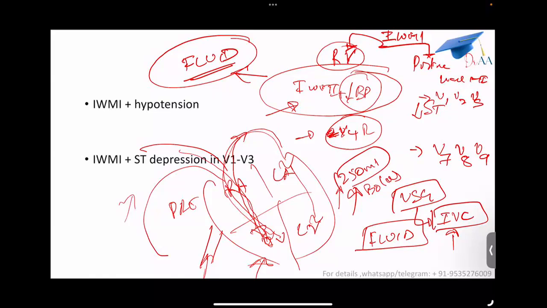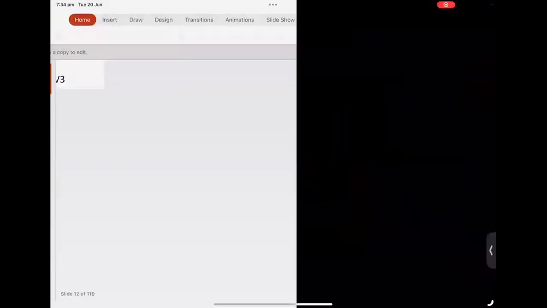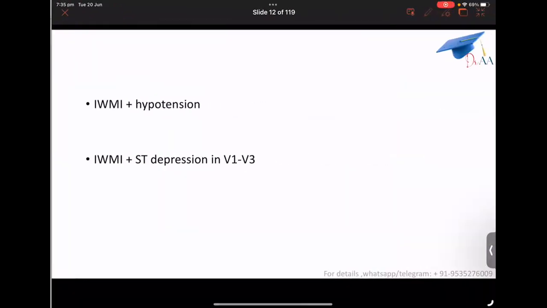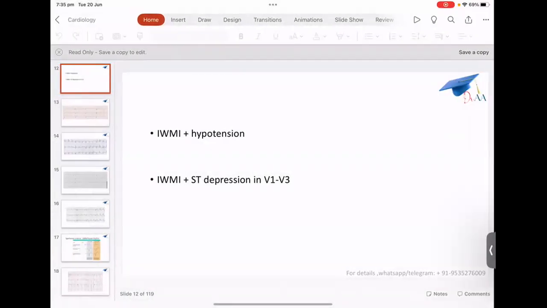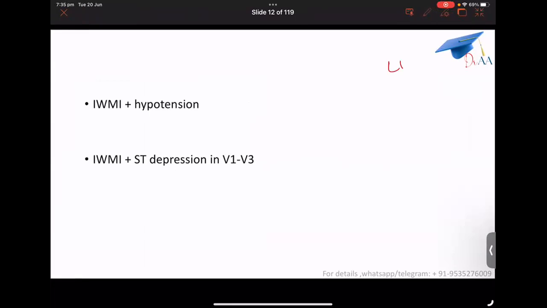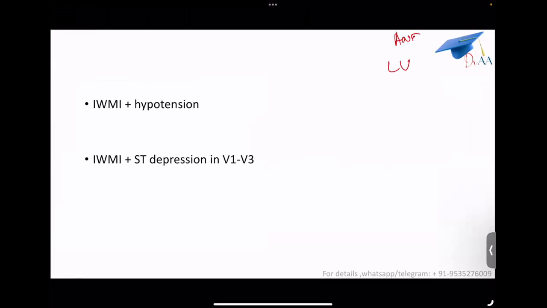Sir, why do we need to give fluid in the inferior wall MI? Why does the patient need it, and in another we don't? If I'm not wrong, his question is about inferior wall MI, basically where the right ventricle is involved. Why do we give fluids, and why don't we give fluids if the left ventricle is involved? That is mainly involved in anterior wall MI. In inferior wall MI, what we are assuming is that the right ventricle is involved.